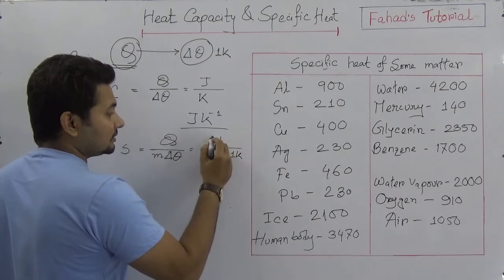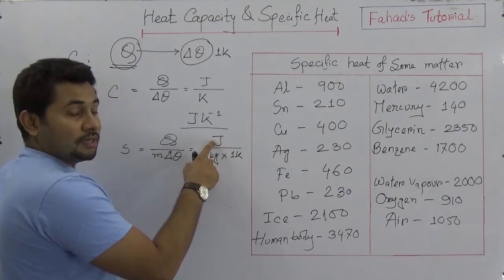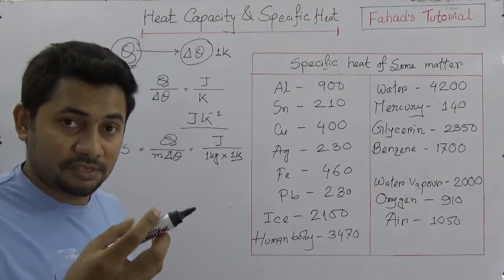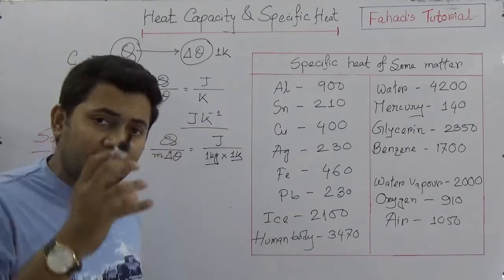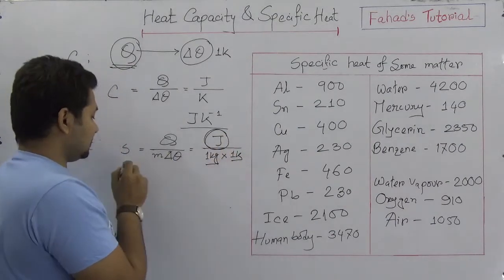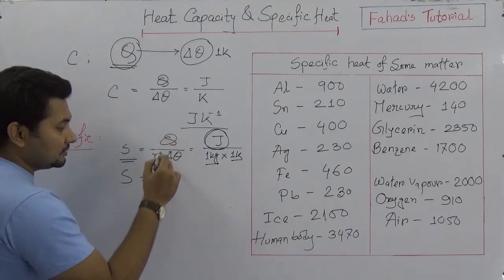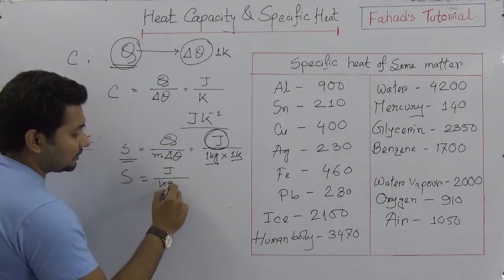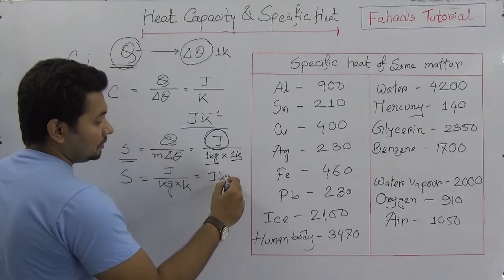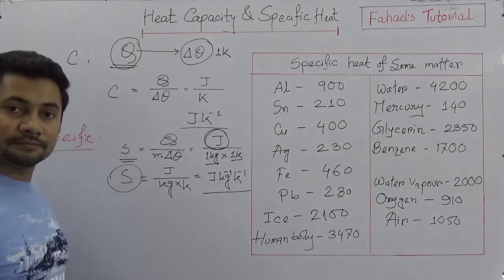Here Q is the heat, so the amount of heat is in joule. So the amount of heat required to increase the temperature of 1 kilogram of any matter by 1 Kelvin is the specific heat of that matter. The unit of S is joule per kg per Kelvin. So joule per kg per Kelvin is the unit of specific heat.